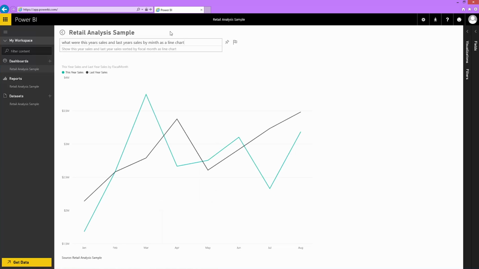Now that I have my answer, I can interact with the visualization, fine-tune it, and pin it to my dashboard by selecting the push pin.